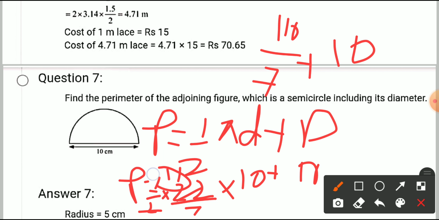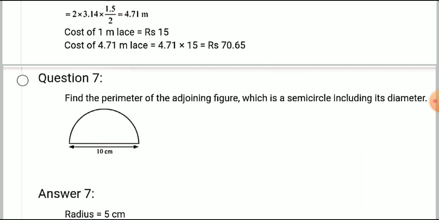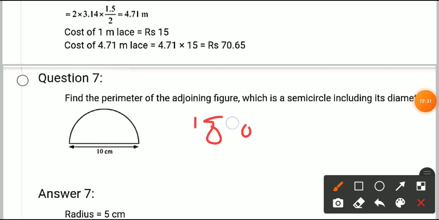11 into 10 is equal to 110 upon 7, plus 10. Then afterwards 110 plus 70 upon 7. Why? We multiply this, since you know how to add fractions by taking the LCM or making their denominators the same. So we will have here 180 upon 7. Now solve it and you will get the answer.